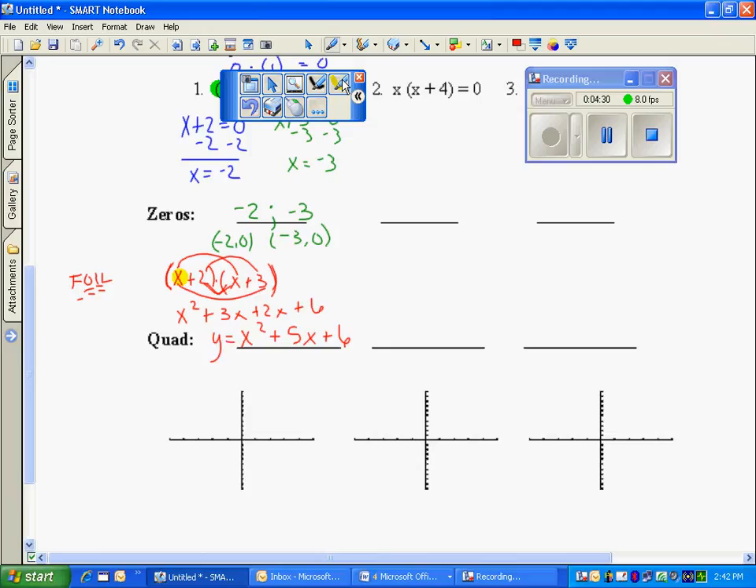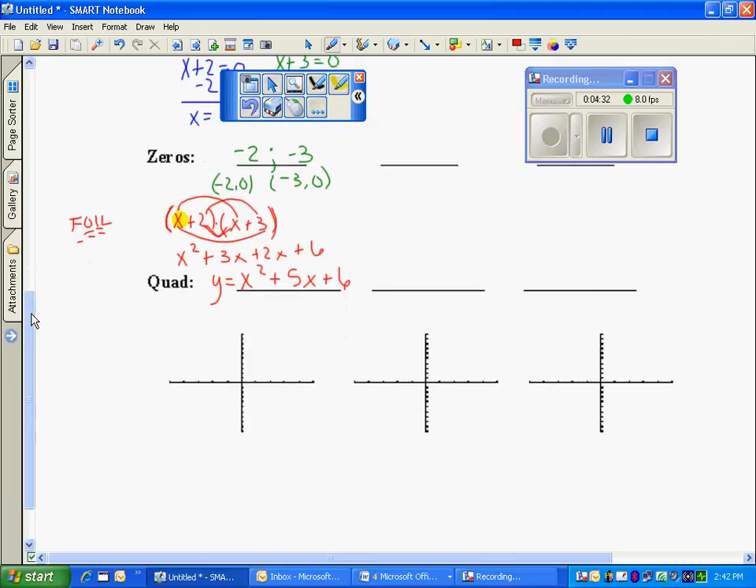What does my quadratic look like on a graph? Well, plotting my zeros, x-intercepts, solutions, whatever you would like to call them, here's negative 2.